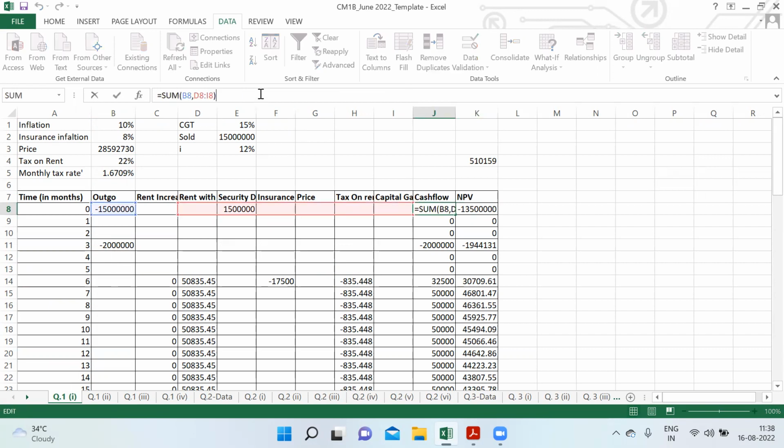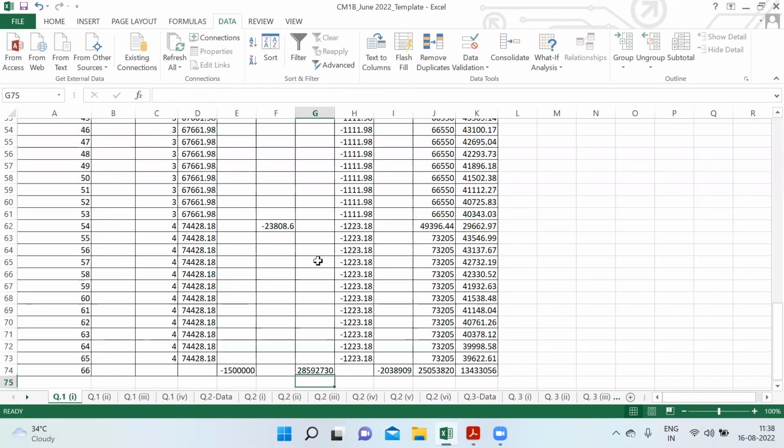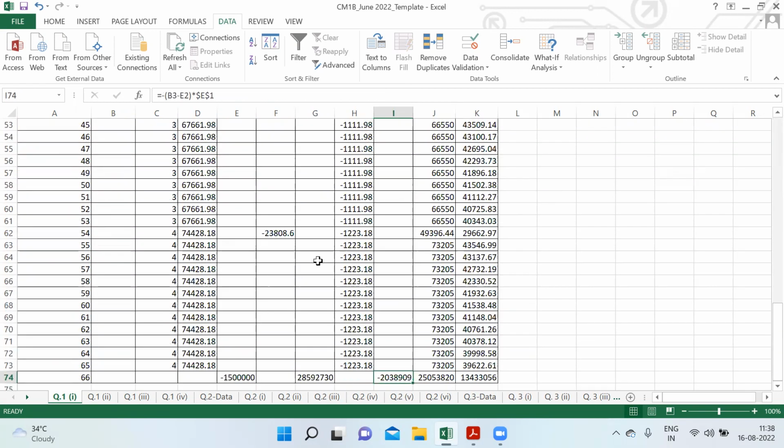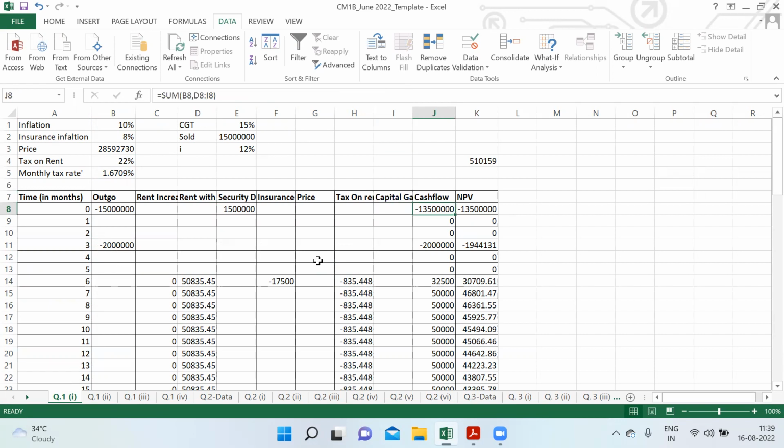So first, cash flows is nothing but the outgo with all the rent, security, insurance, price, and so on. Price is an assumption currently. Okay, price is an assumption. Tax on repayment, rent, capital gains tax is 15% of the total value of this. Then cash flow and NPV. So NPV is done by the sum of all the cash flows into 1 plus I, where IRR is 12%, to the power of time by 12, and for IRR, NPV should be 0.